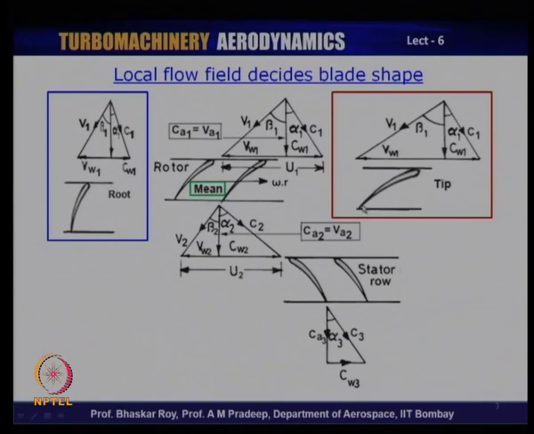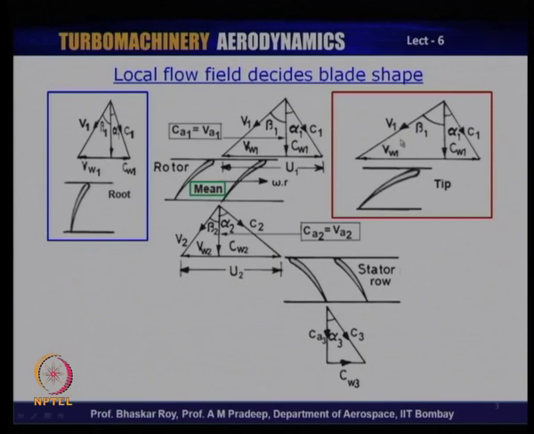Now, if you move to the tip of the blade, where again the omega r is of a much higher order, omega remains constant from root to tip. So, the U1 here is of a much higher order, and as a result, again, if C1 remains the same, alpha 1 remains, let us say, the same, CW1 remains the same, VW1 is now quite different, and beta 1 is quite different, V1 is quite different.